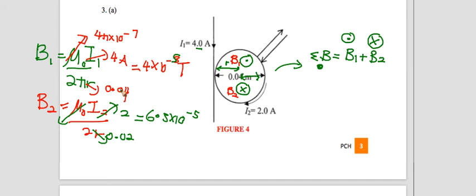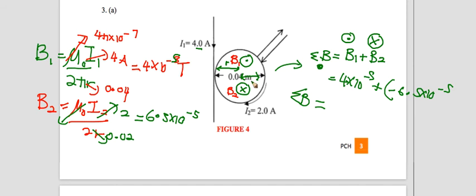Because the directions of B1 and B2 are opposite, you can take B1 as positive, 4 times 10 to the minus 5, and B2 as negative, 6.5 times 10 to the minus 5. So the resultant magnetic field B at the center of the loop is equal to negative 2.3 times 10 to the minus 5 Tesla. The negative sign is because the direction of B is into the page, meaning the magnitude of B2 into the page is greater than B1 out of the page.